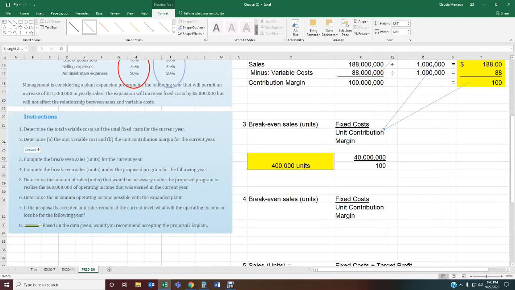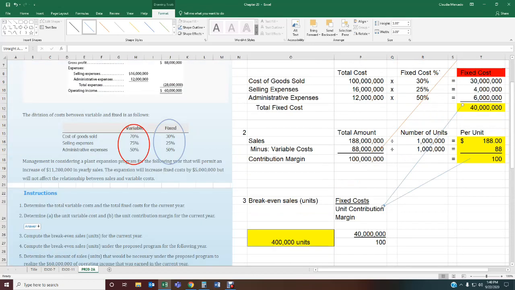Number 4, compute the break-even sales units under the proposed program for the following year. So what does this say about the proposed program? Management is considering a planned expansion program for the following year that will permit an increase of 11,280,000 in yearly sales. The expansion will also increase my fixed cost by $5 million, but will not affect the relationship between the sales and the variable costs.